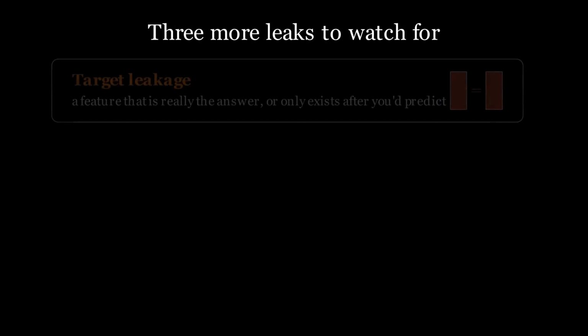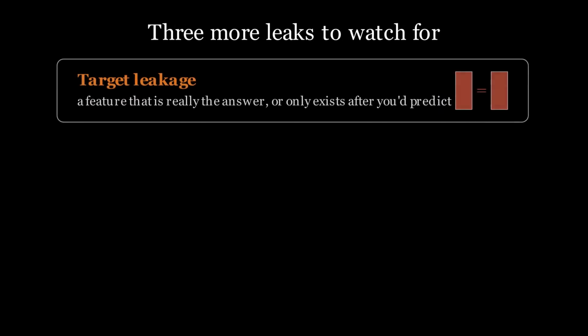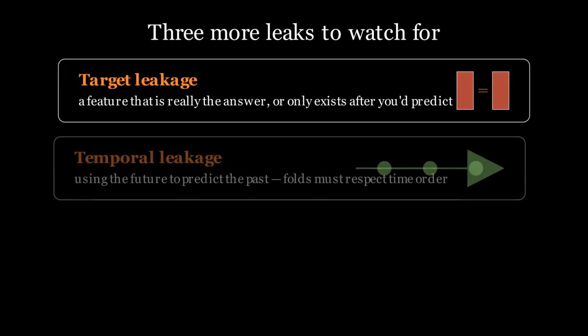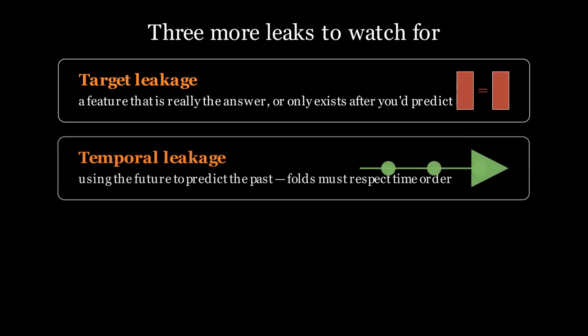Preprocessing isn't the only culprit. Target leakage is a feature that's really a stand-in for the answer, or that only exists after the moment you'd predict, like using was-prescribed antibiotics to predict has an infection. It's a fantastic predictor in training and useless in production because you don't have it yet.